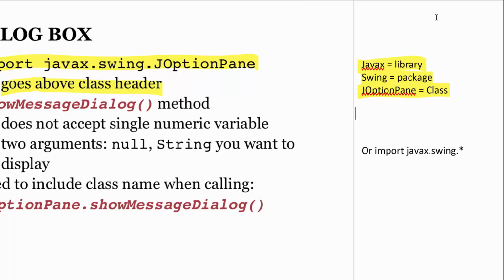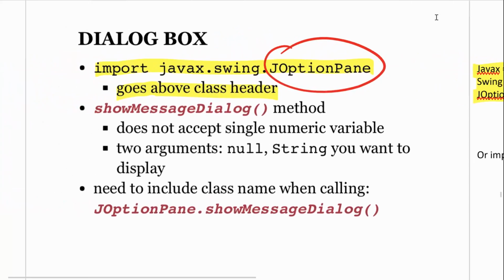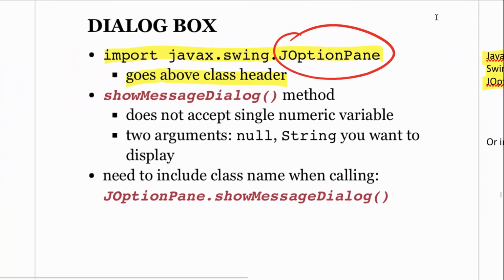There are two ways of writing the import statement. You could write javax.swing.JOptionPane, or you could write javax.swing and just have this little asterisk at the end. The asterisk at the end just implies that you want to include all classes. So you can write it the way that has .JOptionPane, or you can just write javax.swing.asterisk. Either way will work whenever you're trying to code a dialog box.